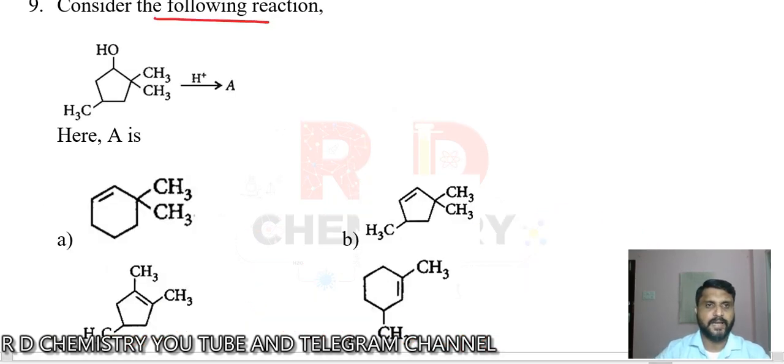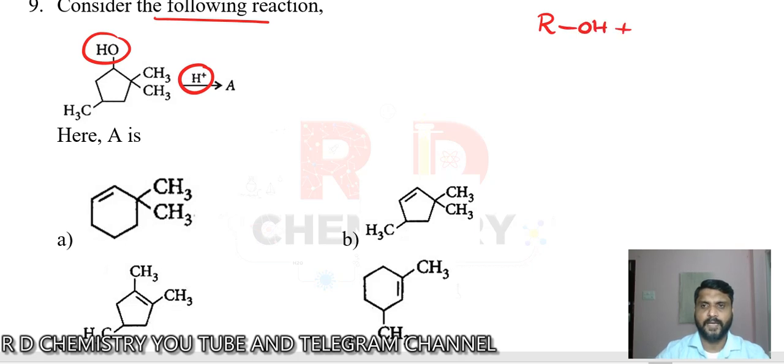Next question, consider the reaction. We have this compound with H plus ion. What is the product here? Now see carefully. H plus is given. The methyl groups are on the alcohol. Whenever we have ROH and HCl, the water molecule is removed. We are going to get RCl plus water. Right. Now we'll protonate that one.